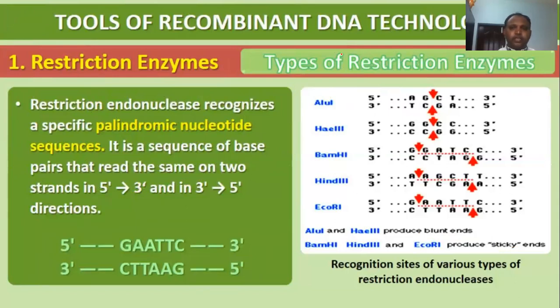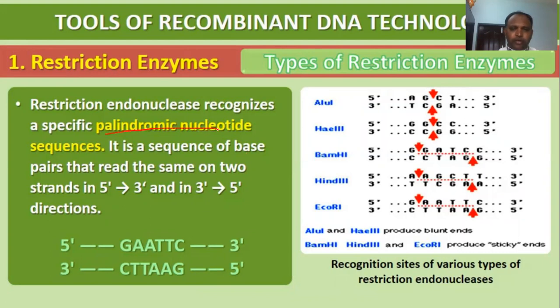So next one is restriction. The types we will see, we are discussing here. And I told restriction enzymes can recognize and cut the DNA only at a specific sequence. The specific sequence we call a recognition sequence. But all recognition sequences of restriction endonucleases are palindromic.